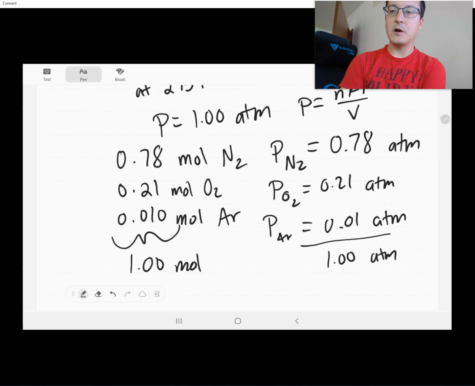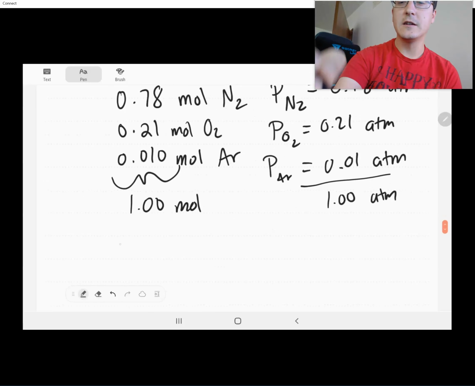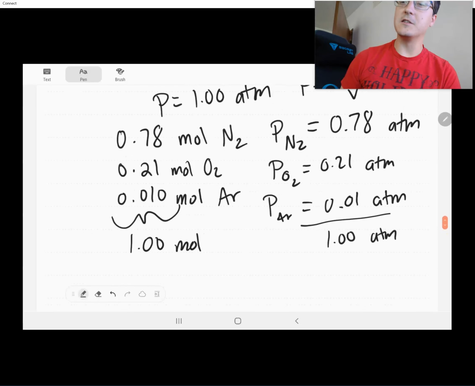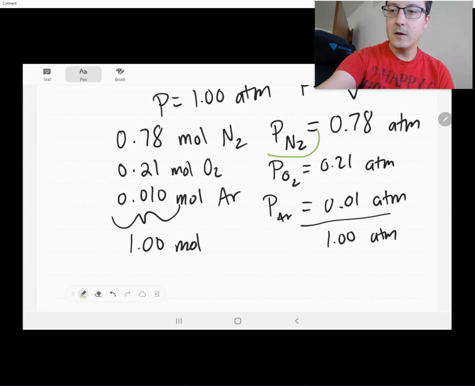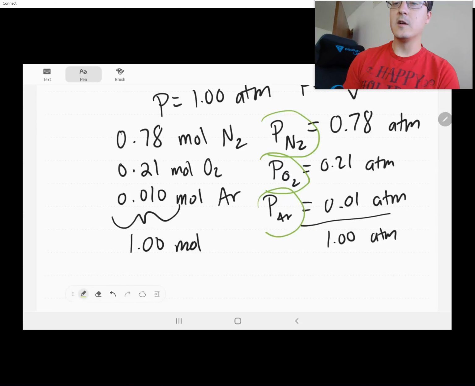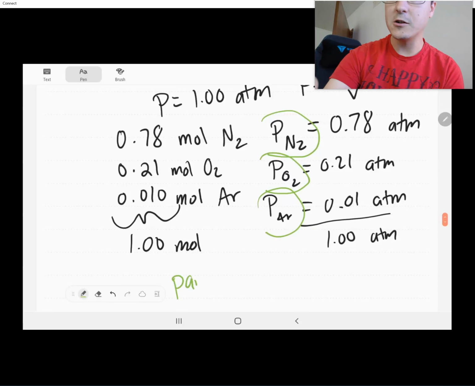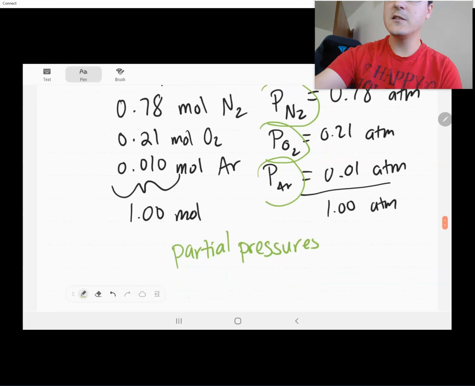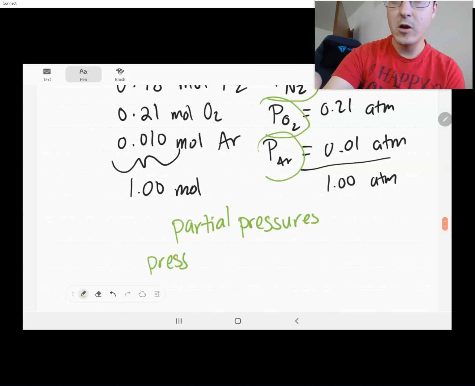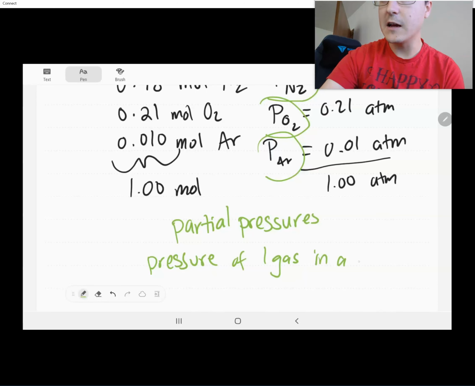Okay, so what we can see here is that whatever the percent, let me just actually define something for you guys. These guys here, this one, and this one, are what are called partial pressures. Okay, and that's just the pressure of one gas in a mixture of gases.